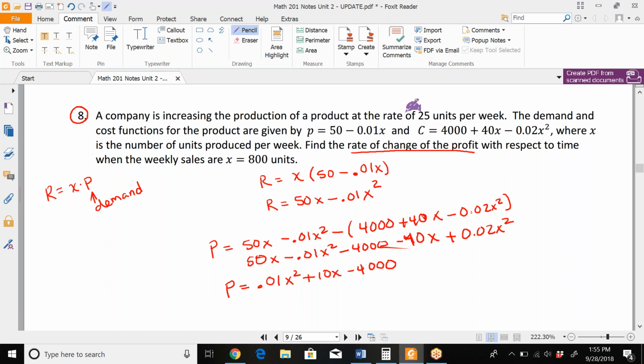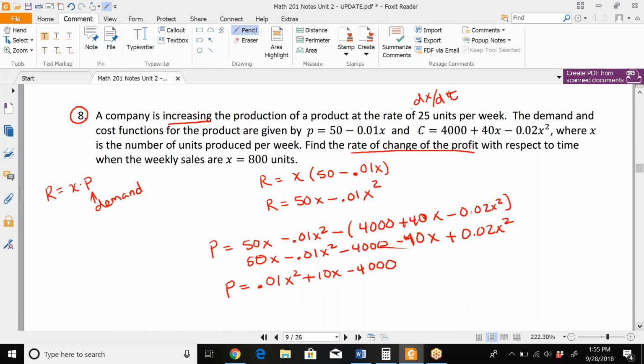Okay, so we want to know what else did they give us in this problem. They told us the change in the number of units, which is our x, over time, because it's per week, is 25. And it's increasing. That means it's a positive. If they said decreasing, we would need to think of this as a negative 25 when we plug it in. And then the number of units, they've told us x is 800.